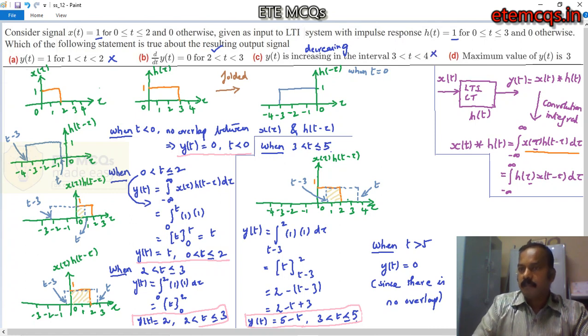The maximum value of y of t is 3? Actually, you can notice based on the complete overlap, the maximum value of y of t is 2. It is nothing but 2. So this is also incorrect. If you had maximum value of y of t is 2, then it is correct. y of t is equal to 3 is incorrect. So this is your correct answer.